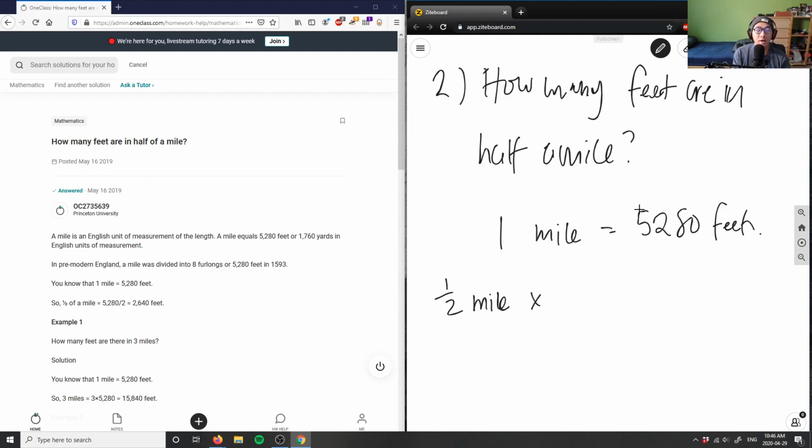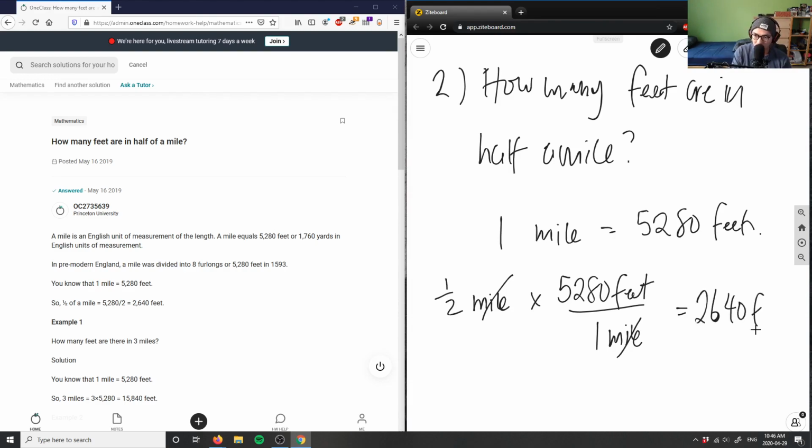times, I know half a mile, I'm going to multiply it by 5,280 feet per 1 mile here, right? So the miles here cancel out. So I have simply feet left, which is good because that's what I want as my answer. Again, I have half times 5,280 feet, which would give me basically 2,640 feet would be the correct answer for half a mile. So this here is my solution for number two.